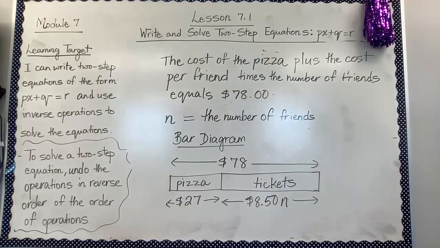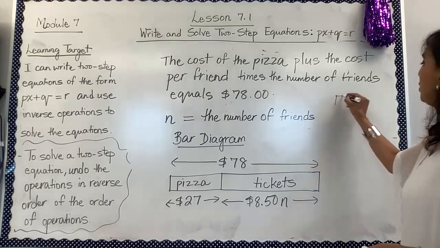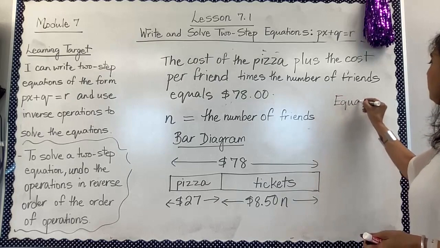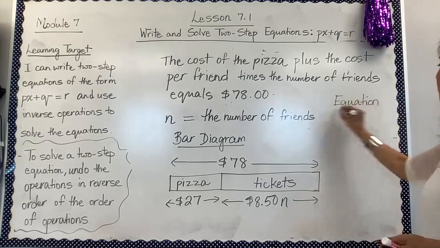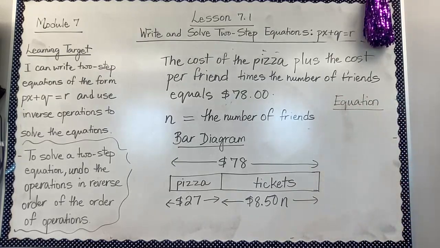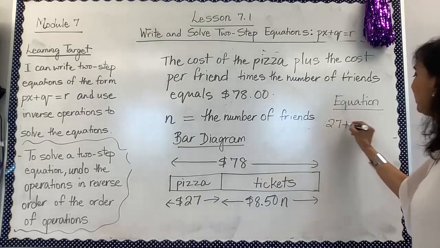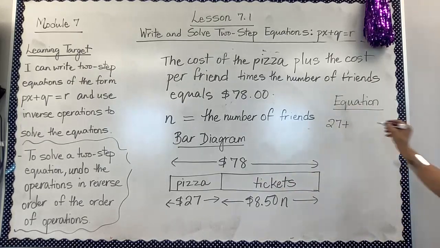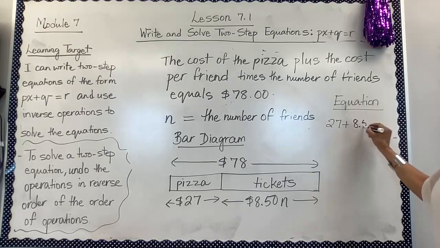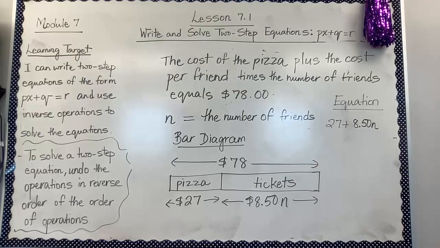And then I can just write this out as an equation. Okay, and my equation over here would be, what do I have? I have $27 plus I have $8.50 times number of friends that are going should equal $78 total. So there is my equation written out. Okay.